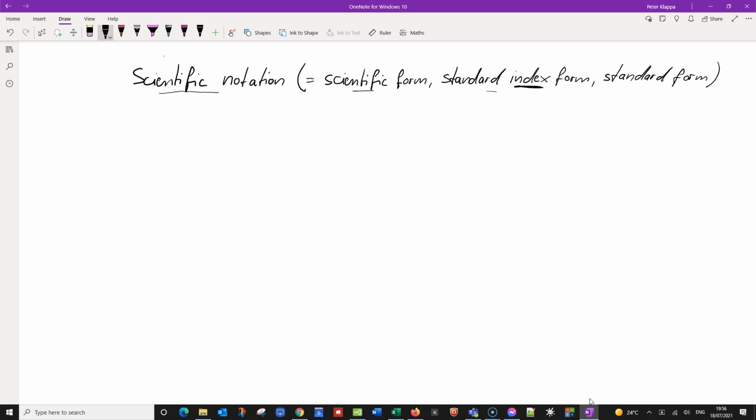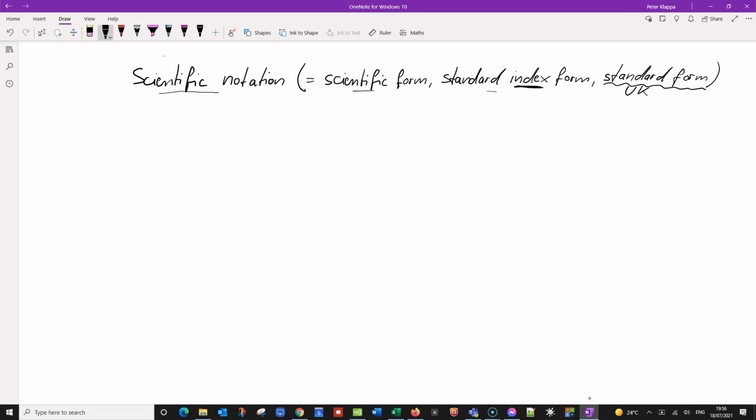And very annoyingly, in the UK, this is also known as the standard form, in contrast to what is called the standard notation. But I will mention that later on. So what is it? Why can we use it? How does it work? Well, actually, it helps us to write very large and very small numbers quite accurately, without the need of having to worry about getting the number of places right or something like that.